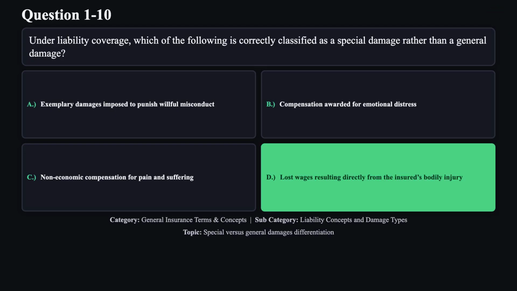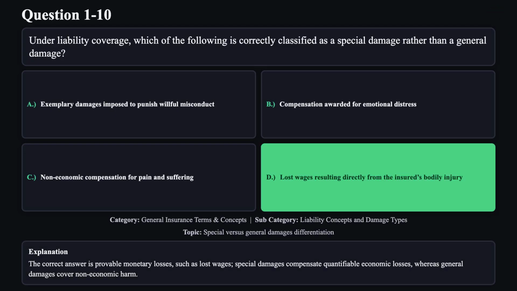The correct answer is D. The correct answer is provable monetary losses, such as lost wages. Special damages compensate quantifiable economic losses, whereas general damages cover non-economic harm.